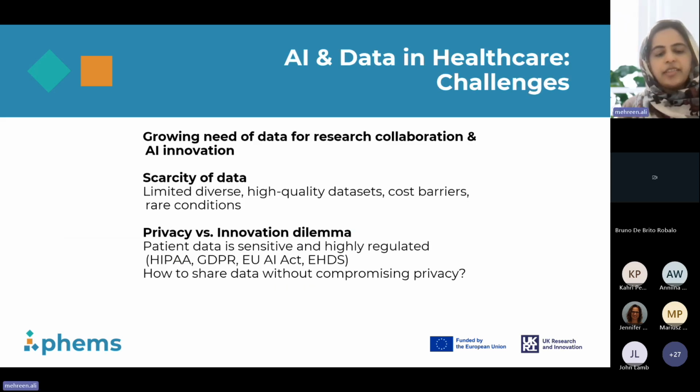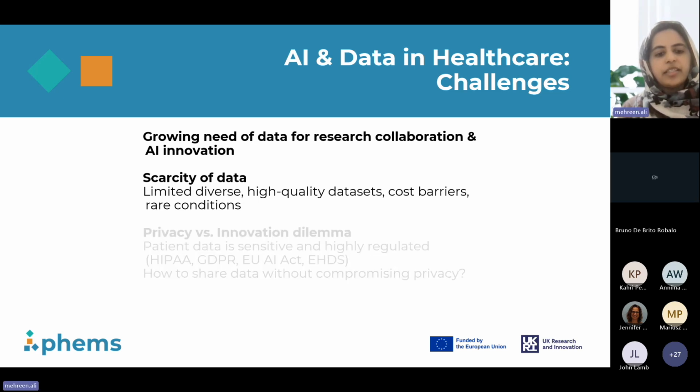Despite AI's potential, data scarcity remains a key barrier. Access to diverse, high-quality datasets is limited, especially in rare conditions. Moreover, privacy regulations such as HIPAA, GDPR, EU AI Act, and EHDS create a dilemma: how can we share data while ensuring patient privacy? So today I'll walk you through how synthetic and anonymous synthetic data can help bridge this gap.